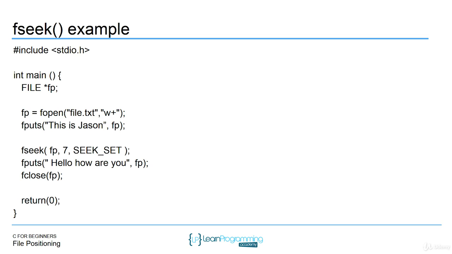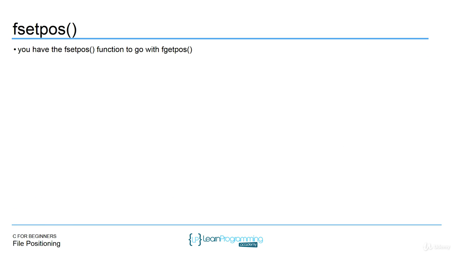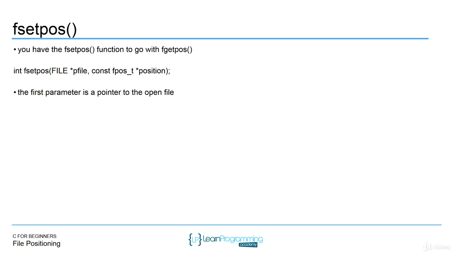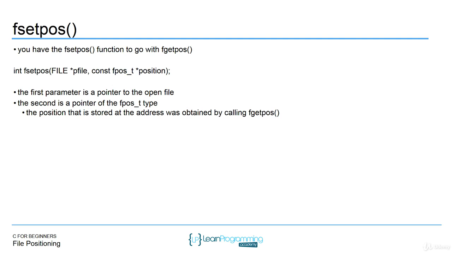Fsetpos is also like fseek, but fsetpos is a little more complicated. It goes with fgetpos. With fsetpos, the first parameter is a pointer to the open file. The second parameter is a pointer of the fpos_t type. The position that is stored at the address was obtained by calling fgetpos.